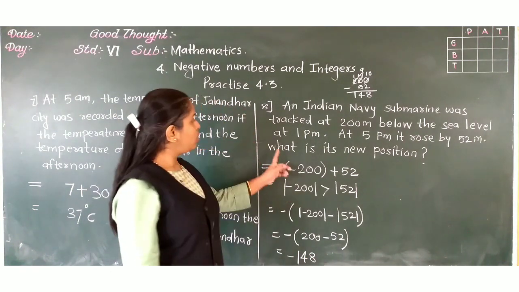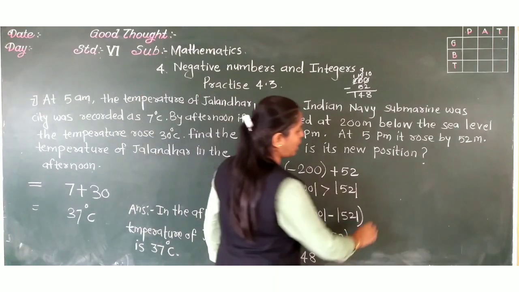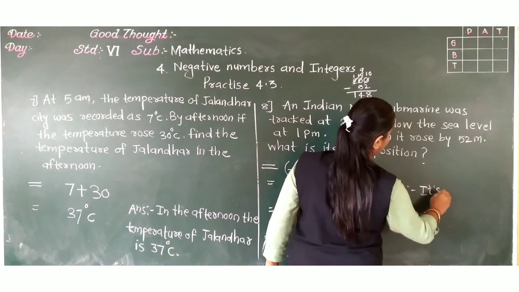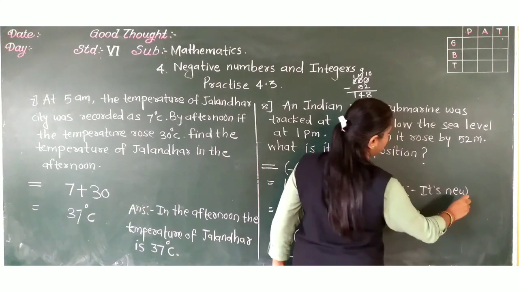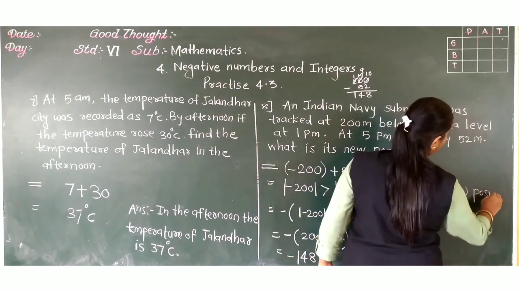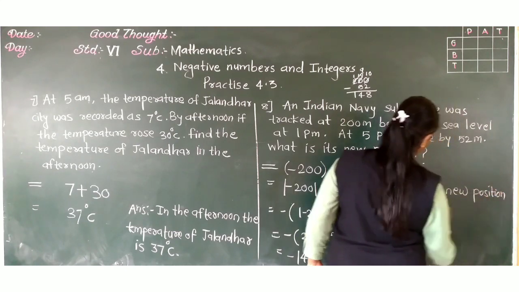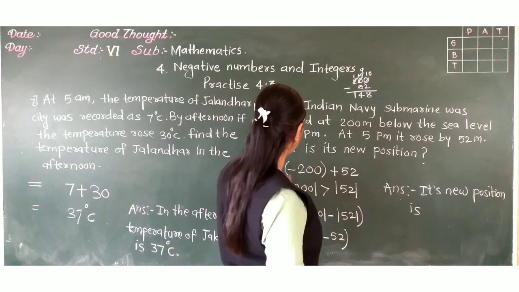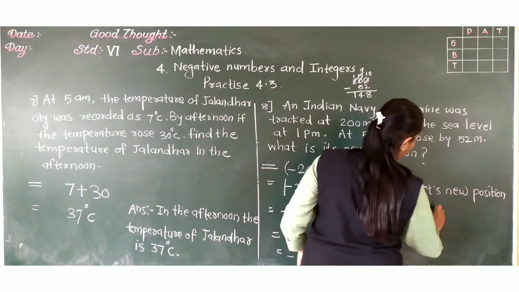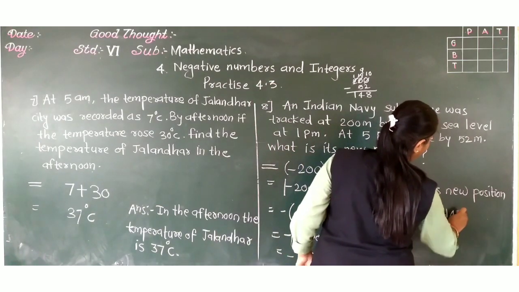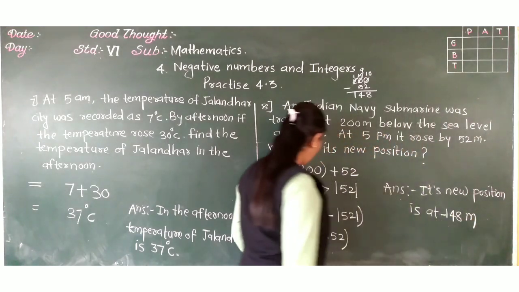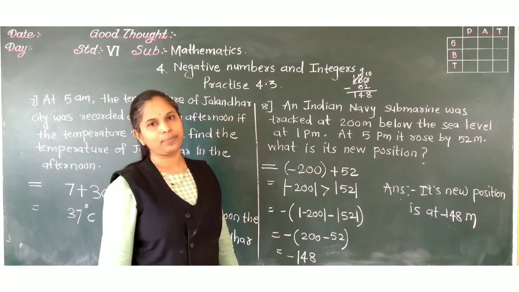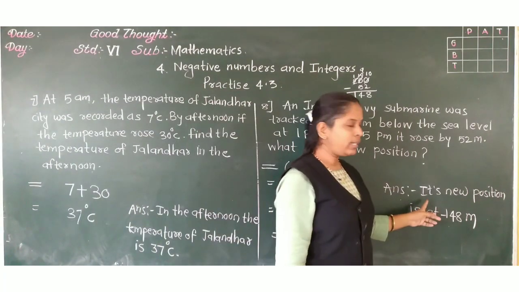Okay. So what is its new position? Answer. Its new position is at minus 148 meters. Where will be the submarine? At minus 148 meters. Okay. You can write its new position.